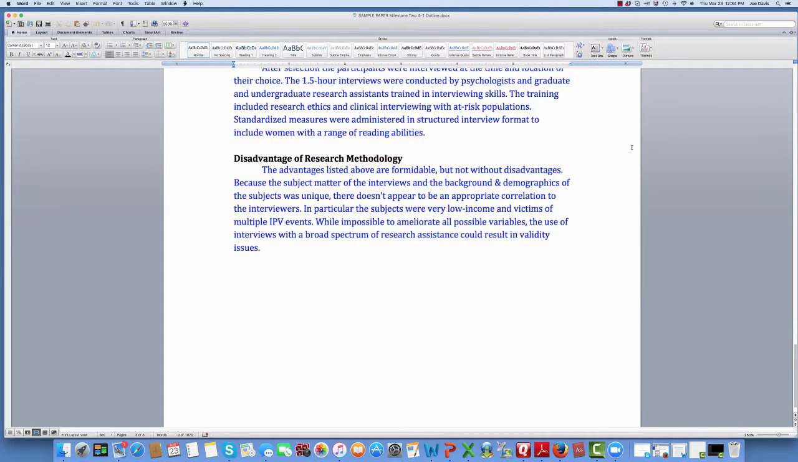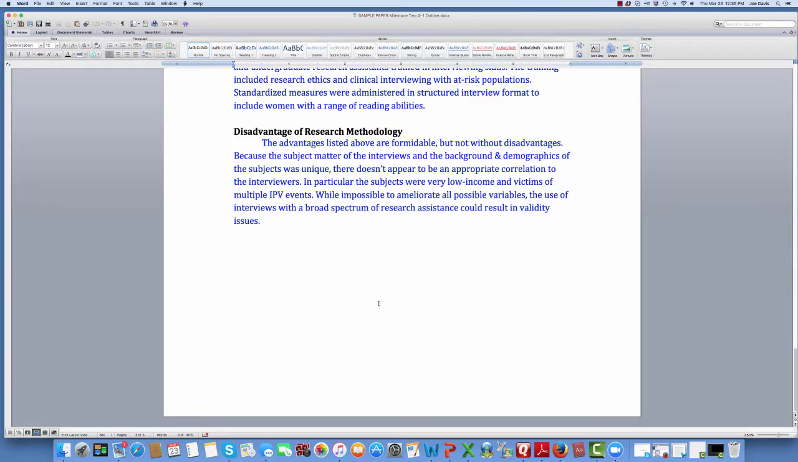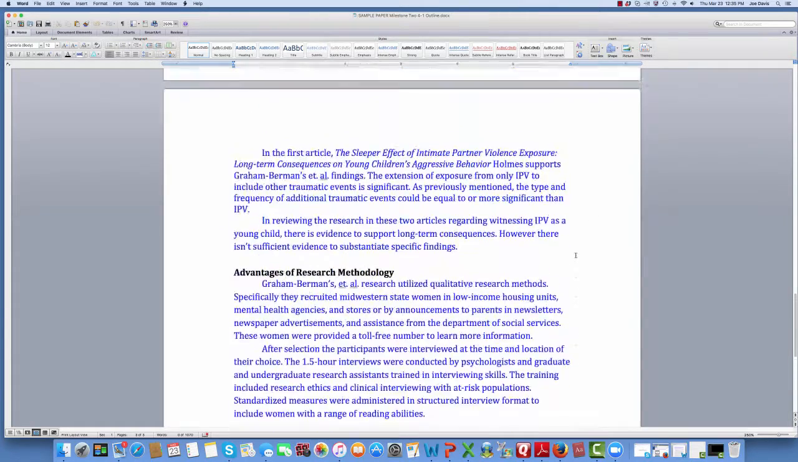The disadvantages. The advantages listed above are formidable but not without disadvantages. Because the subject matter of the interviews and the background and demographics of the subjects were unique, there doesn't appear to be an appropriate correlation to the interviewers. In particular, the subjects were very low income and victims of multiple IPV events. While impossible to ameliorate all variables, the use of interviews with a broad spectrum of research assistants could result in validity issues. Now I hope that helps, and then of course here's where your references would go.